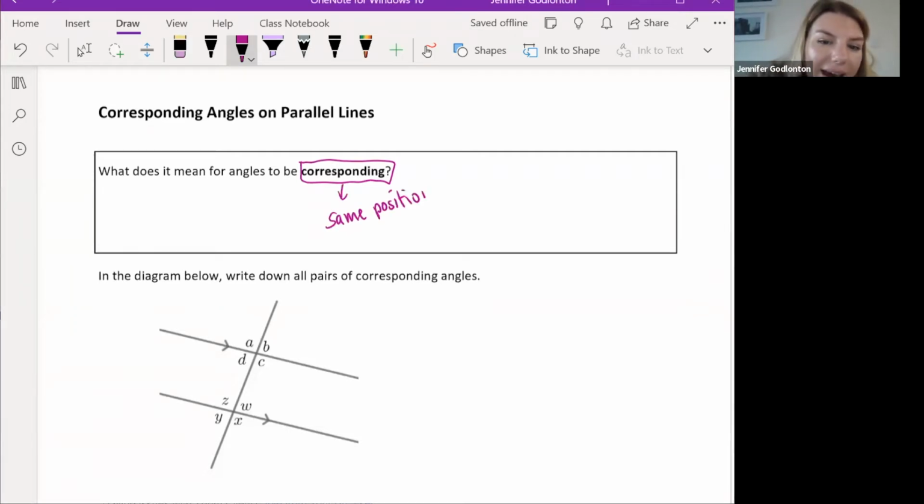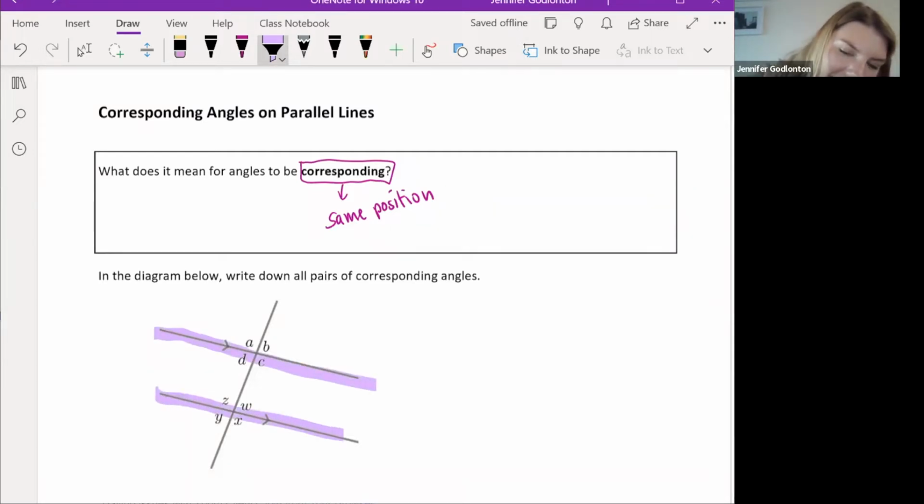So I'm going to take exactly what Amber was saying now. We're definitely going to work with the letter F. We're going to get into that, so don't panic. This line here is parallel to this line here.